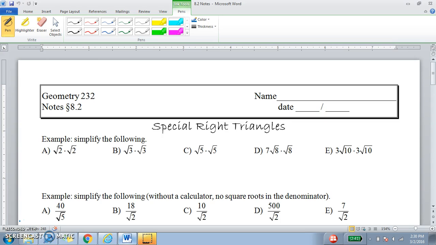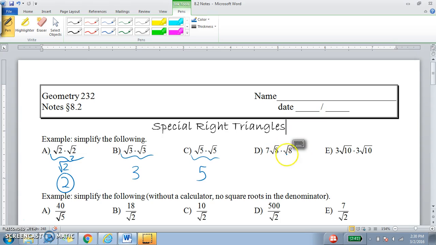So first we have to review a couple of things. Square root of 2 times square root of 2. If I multiply something by itself, it really means that thing squared. So if I square a square root, the square root just goes away. So the answer to this would be 2. Similarly, the answer to this, square root of 3 times square root of 3, would be 3. Square root of 5 times square root of 5, 5.